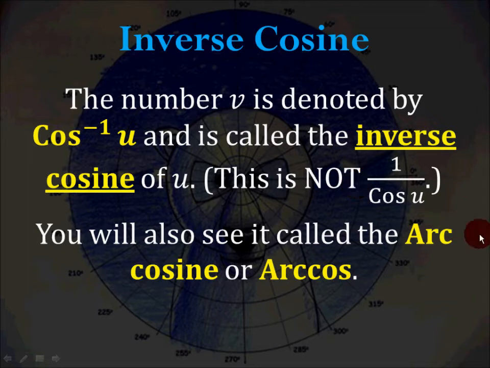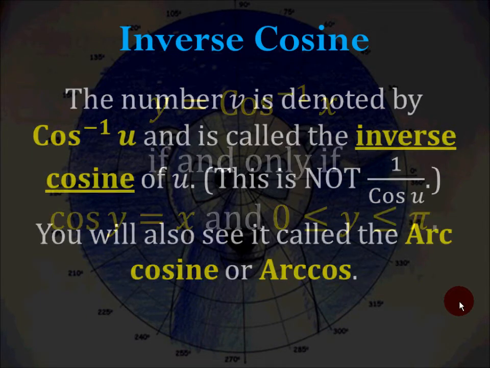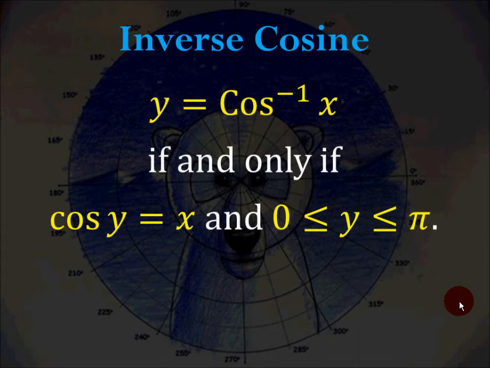This number v is denoted by the inverse cosine of u. This is noted with a capital C. This is not the same as 1 over the cosine of u. This is the symbol for an inverse. You will see it's also called the arc cosine or arc cos. Now, y equals the inverse cosine of x if and only if cosine of y equals x and the values of y are between 0 and pi.